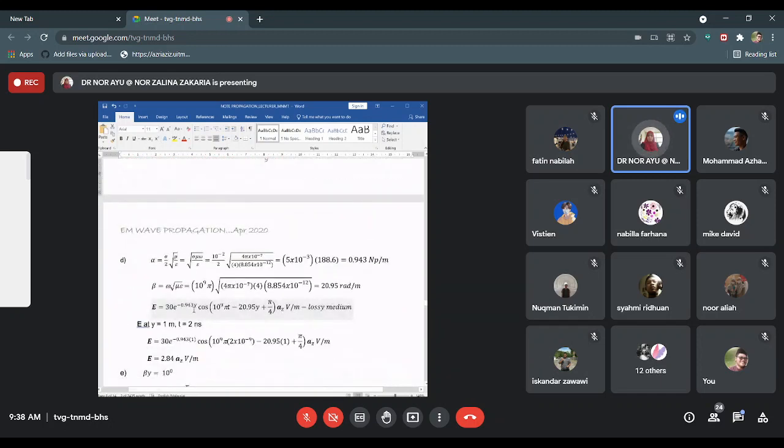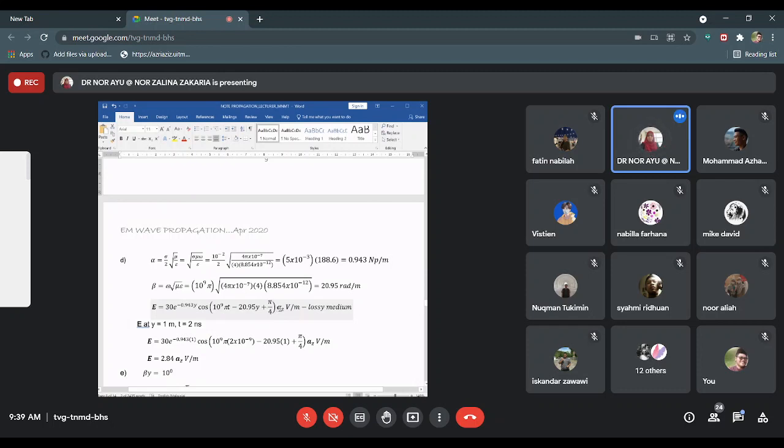If it is given to you in sin, then you need to use sin. Meaning your signal, your wave, is a cos wave. There is a sine wave and a cos wave, right? It depends on where it starts first and where it ends. So for this one, this is a cos. Again, substitute all the values. So you get this, and then you have 20.95y, plus pi over 4, az.